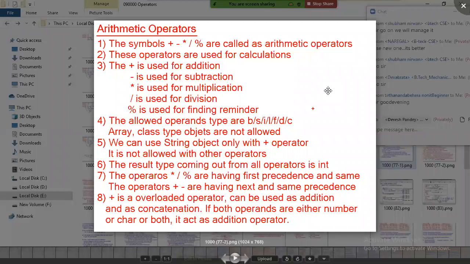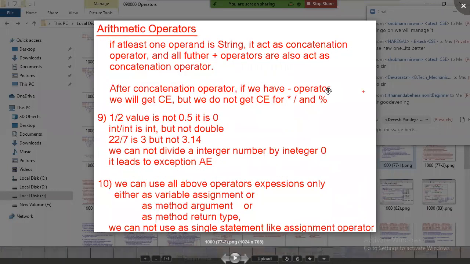The operators into, division, modulo have the first precedence, and the same operators have the same precedence. The operators plus and minus have the next and same precedence. Plus is an overloaded operator, which can be used as addition and as concatenation. If both operands are numbers or char, it acts as an addition operator. If at least one operand is a string, it acts as a concatenation operator, and all further plus operators also act as concatenation operators.